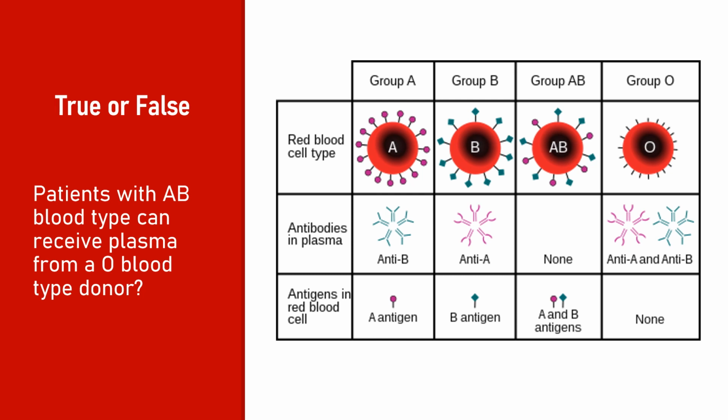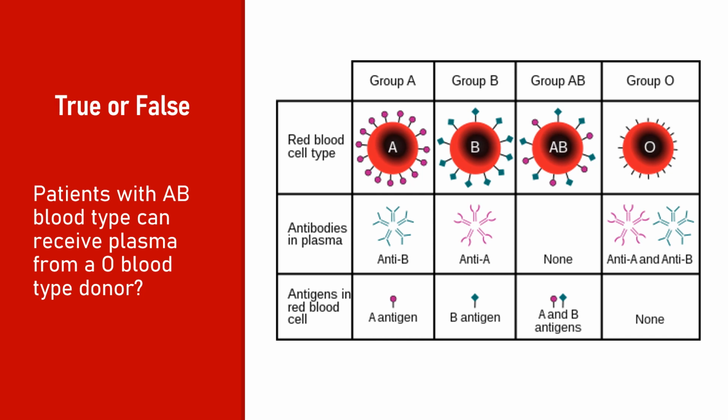So do you guys think a patient with an AB blood type can receive plasma from an O blood type donor? Yeah, no. So kind of tricky, right? O negative, that's supposed to be the universal donor, right? That's what we're told. And it is for red blood cells.